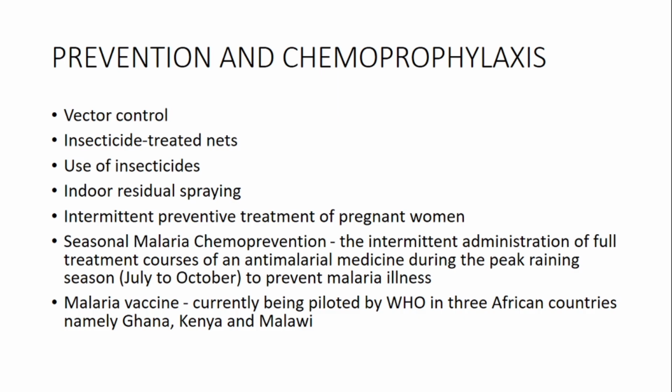Seasonal malaria chemoprevention has been recommended in some areas, and this mostly applies to endemic areas, and this involves the administration of anti-malaria drugs. This can be administered monthly, and some of the drugs that can be used include mefloquine and also sulfadoxine pyrimethamine, and this involves the administration of these medications during the peak rainy season, during which there is peak incidence of malaria illness. So this can be administered monthly to populations at risk, and this involves children, especially in the under 5 population, and also in pregnant women.